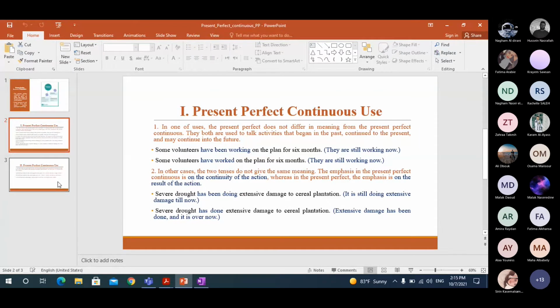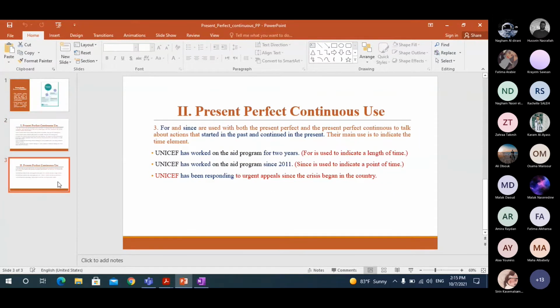For and since, as I explained, there's nothing more to talk about regarding the present perfect continuous. Okay. Any question about them? No, it's clear. Okay, good.